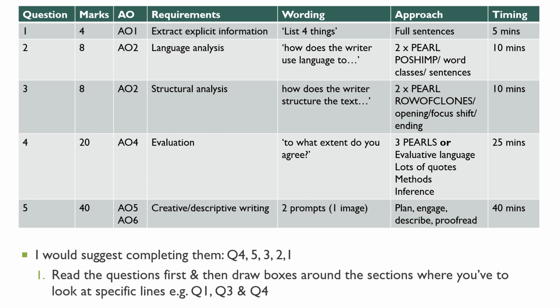Just a quick glance over the skills that are required, the timings, etc. So Question 1 is meant to be easy. It's meant to ease you gently into the paper, and it's a simple comprehension extraction question. So you'll always be asked to list 4 things, and that might be about a character or a place. It's just assessing AO1, and the part of AO1 which is extracting explicit information.